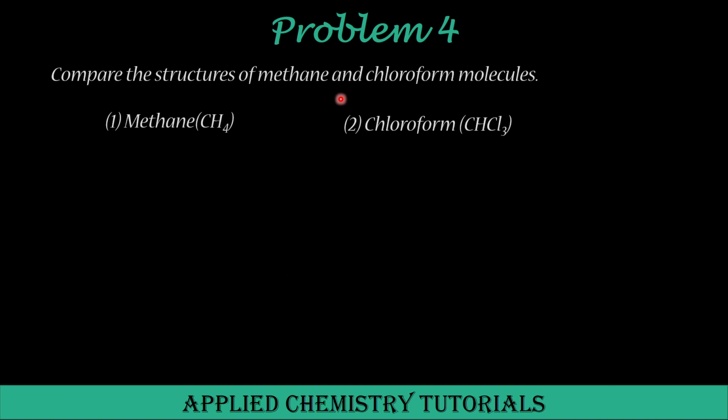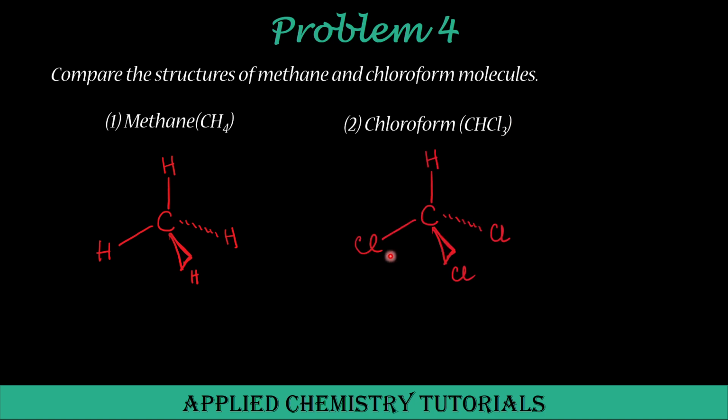Now moving forward to the next problem. Compare the structures of methane and chloroform molecules. So methane is CH4, chloroform is CHCl3. Methane CH4 means it is a symmetric tetrahedral structure like this, but chloroform has two different atoms attached with carbon, hydrogen and chlorine. Chlorine size is bigger than hydrogen, so it is a distorted tetrahedral structure.